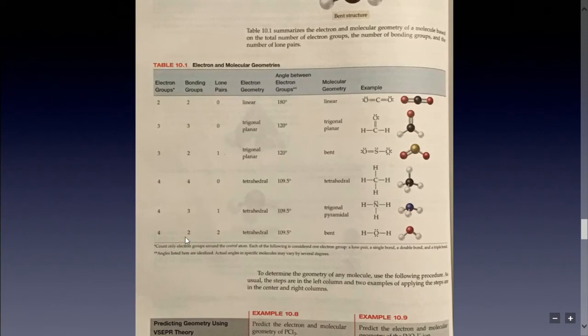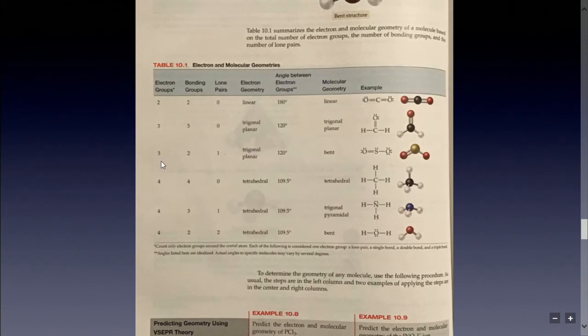All right? And that would be when you have 4 electron groups, but 2 of them are bonding groups and 2 of them are lone pairs. And the angle between them is still 109.5. So have we covered, that pretty much covers all the examples, right? Pretty much. There is this example here, trigonal.